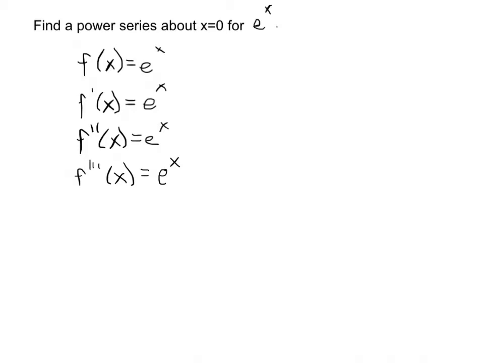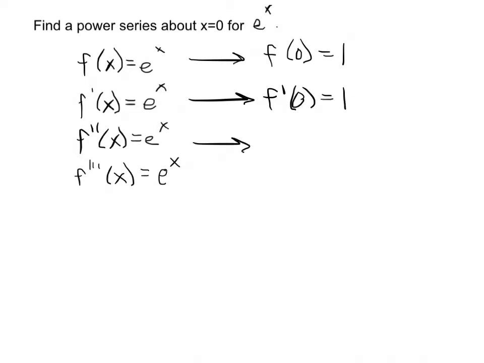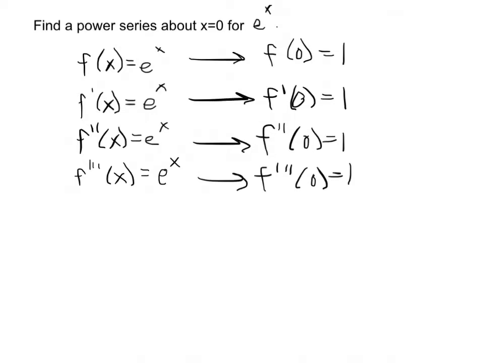Then for each one of these things, I'm supposed to plug in my center, right? So over here, f of 0 is e to the 0, which is 1. And then f prime of 0 is also 1, and f double prime of 0 is 1, and f triple prime of 0 is 1. And so we can see a pattern here. It seems pretty clear that all of these are just going to be 1 as we go down, right?